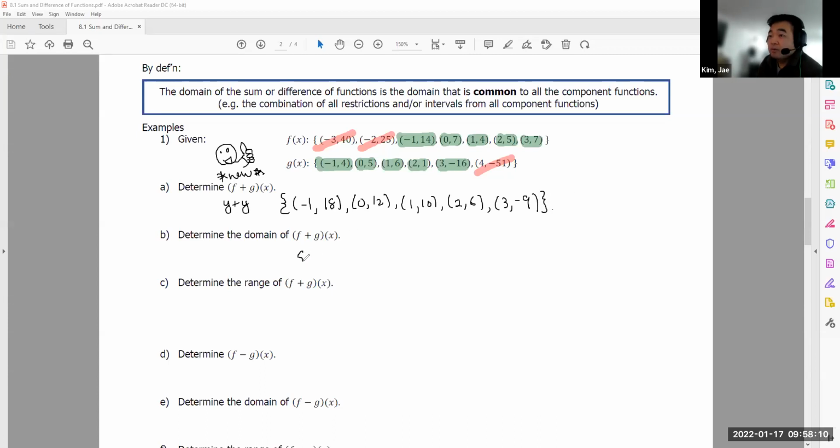What is the domain? Well, it could be -1, 0, 1, 2, or 3. If you want to flex your muscles a little bit, you would say that x is an element of the integers such that x is greater than or equal to -1, but less than or equal to 3. Same with the range. Range is a little bit funky. Range could be -9, 6, 10, 12, and 18.